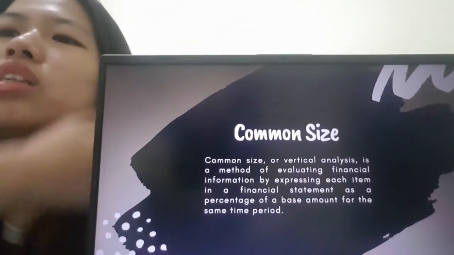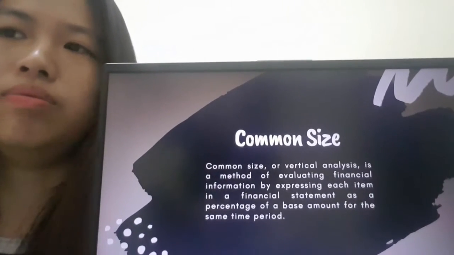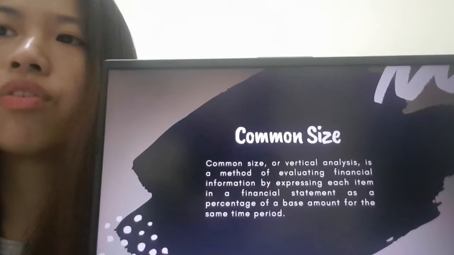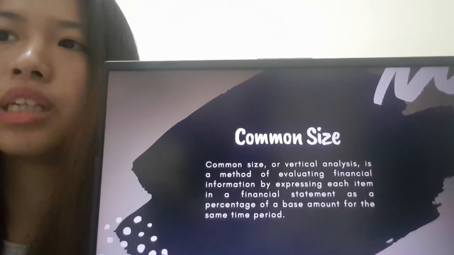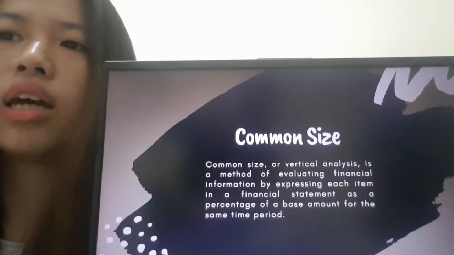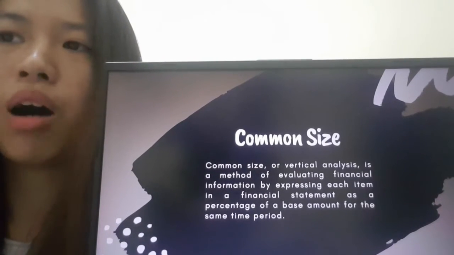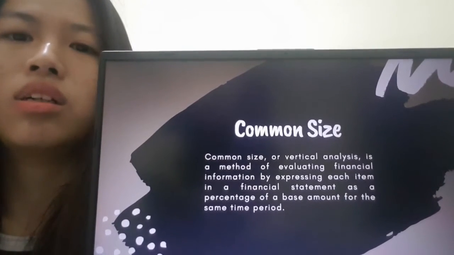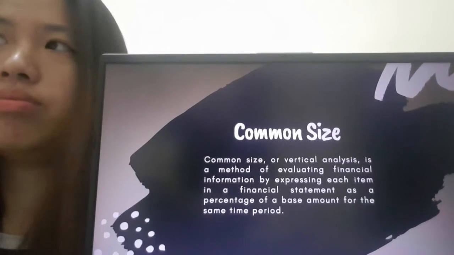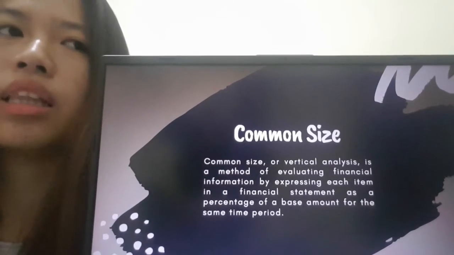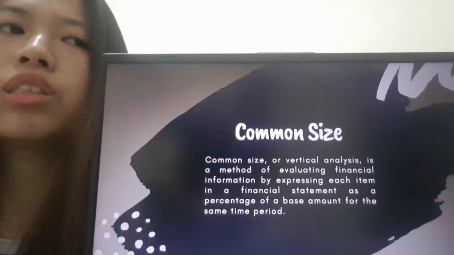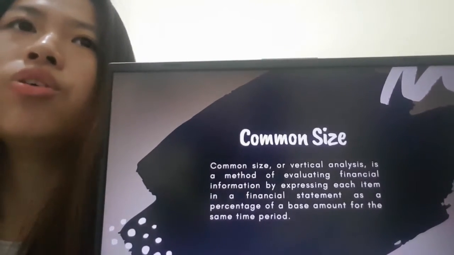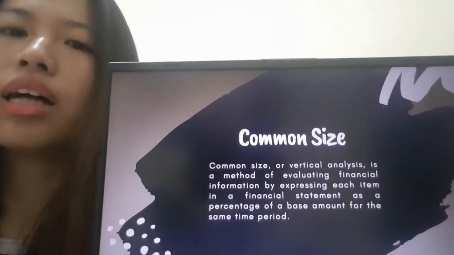So we move to the common size part. Common size, or vertical analysis, is a method of evaluating financial information by expressing each item in a financial statement as a percentage of a base amount for the same time period. So if we are looking for the cash and cash equivalent percentage, we find the percentage by dividing the cash and cash equivalent value by the total assets value.